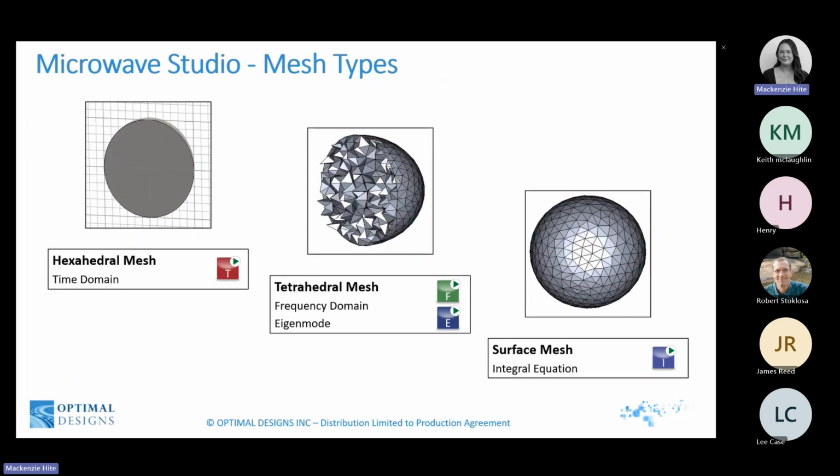Depending on the solver, different meshing techniques are employed, ranging from non-uniform hexahedral mesh used in time domain, curved tetrahedral mesh used in frequency and eigenmode, and curved triangle mesh used in integral solvers.